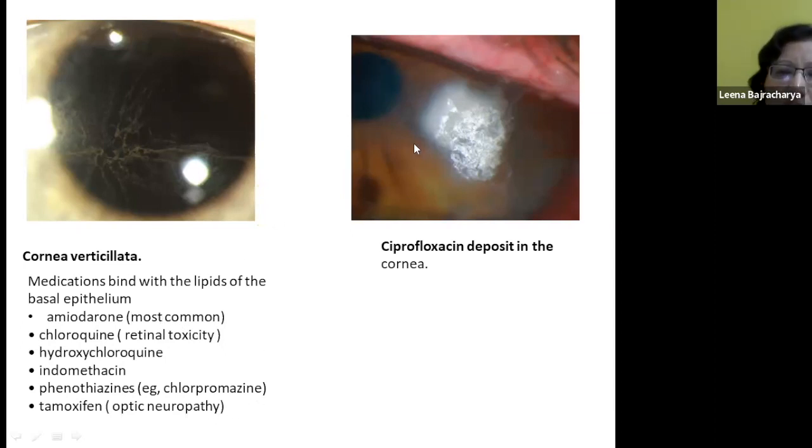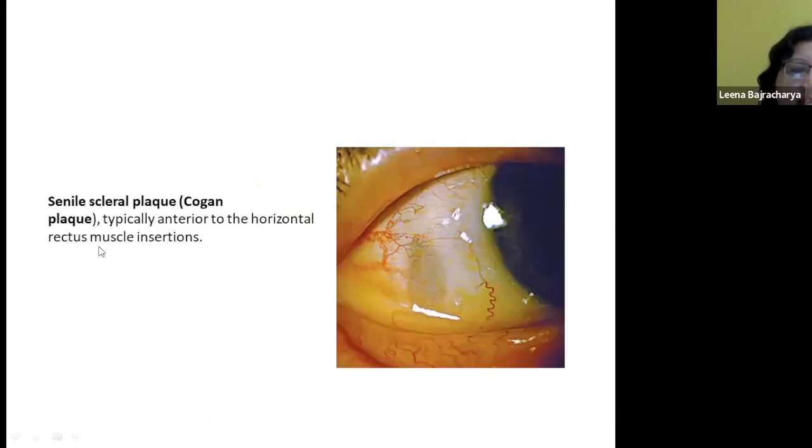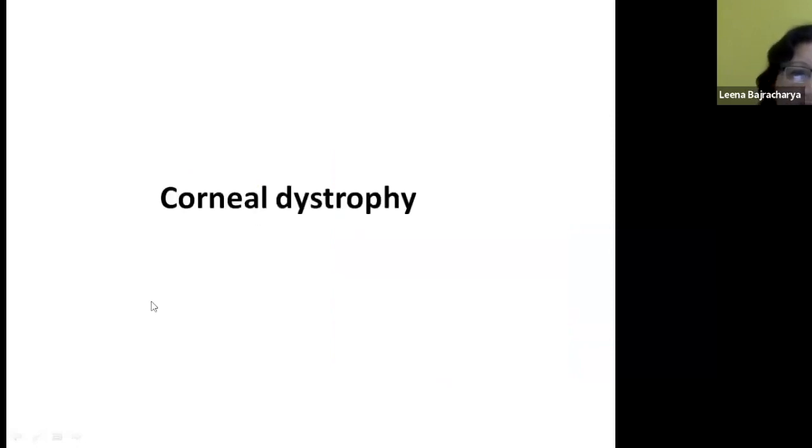Ciprofloxacin deposition is also common because we use ciprofloxacin quite commonly here, and usually it deposits on the epithelial defect in an infiltrate or trauma. Senile scleral plaque is a degenerative change in the sclera, and sometimes calcification can also occur.